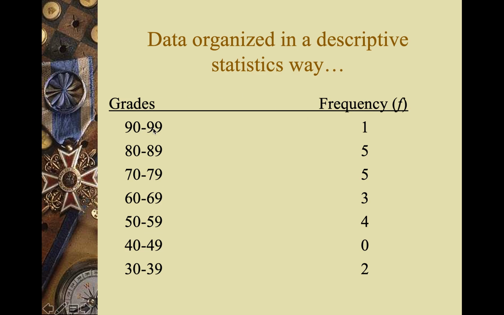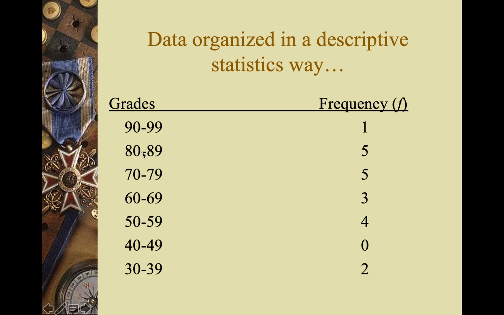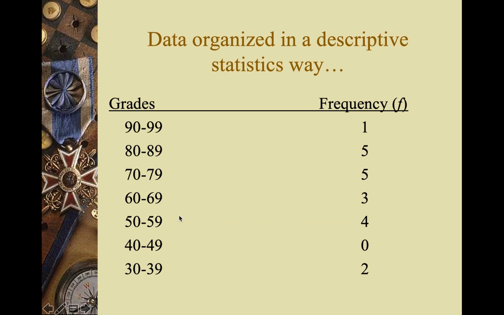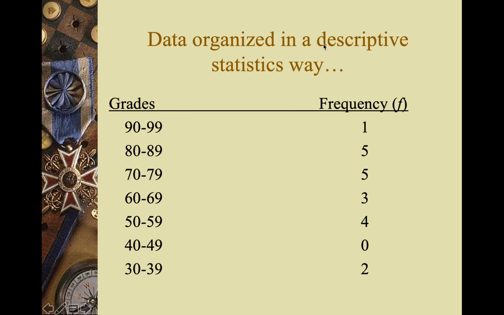So one student got 90 through 99, and I can confirm that right here. That's that student. There's just one. 5 students got between 80 and 89. So here's 1, 2, 3, 4, 5. Let's see. 2 got between 30 and 39. Here's 1, and here's 2. So it's just organizing the data or describing the data in a way that can make sense to people and that you can really see and analyze it to be able to see how often it occurred.